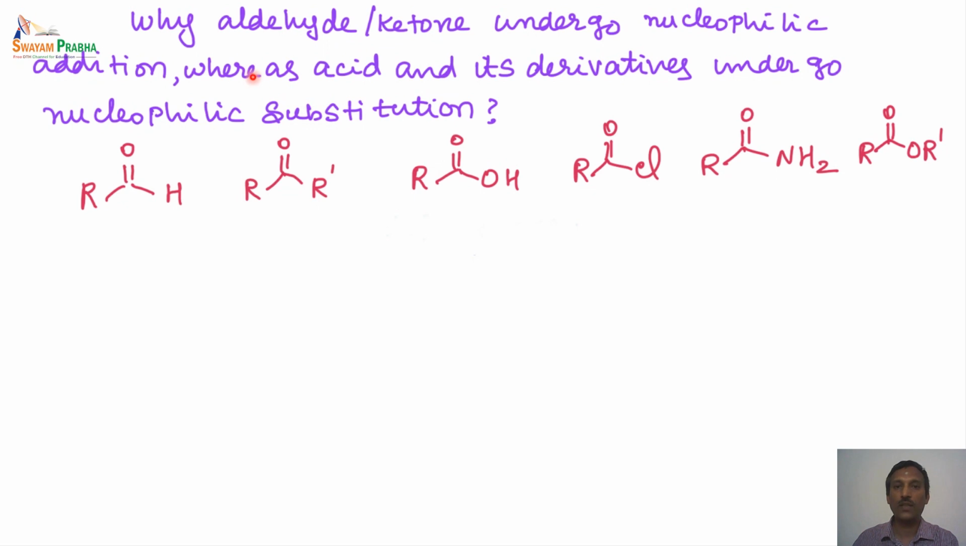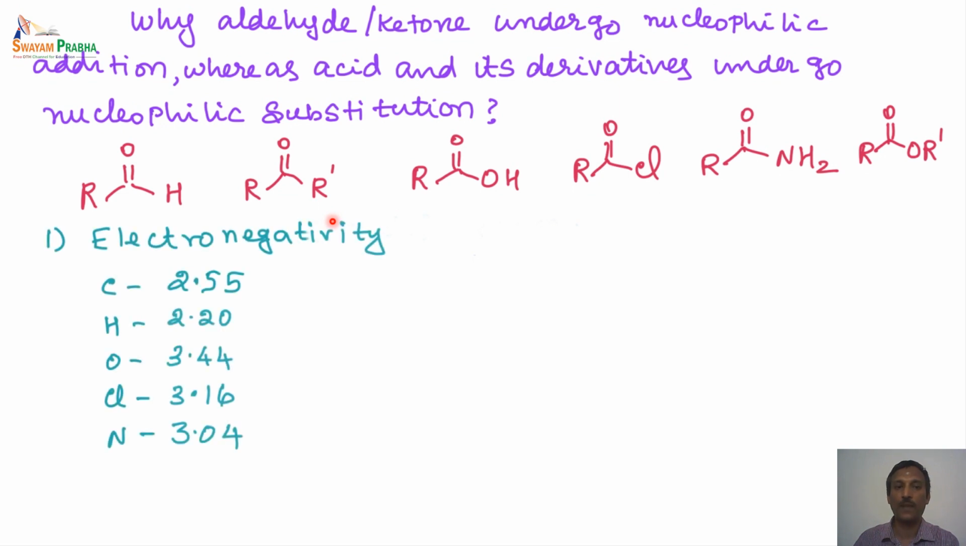Now let us see the next important problem. We also have seen this earlier, like aldehydes and ketones generally undergo nucleophilic addition reactions, whereas acid and its derivatives undergo nucleophilic substitution reaction. So there is a huge difference between addition and substitution. Now we will see what is the reason for this difference. Let us look at the electronegativity of the various substituents that are attached to the carbonyl carbon.